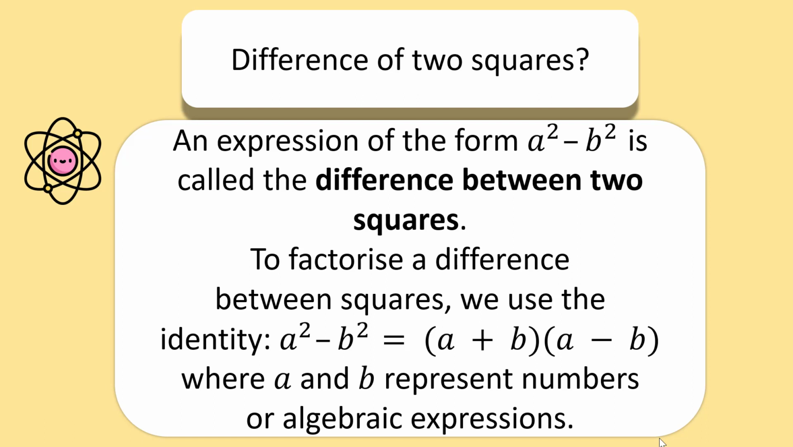To factorize a difference between two squares, we use the identity a squared minus b squared, and it forms two brackets: a plus b times a minus b, where a and b represent numbers or algebraic expressions.